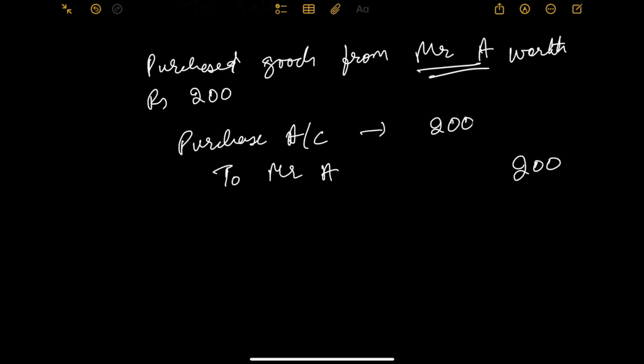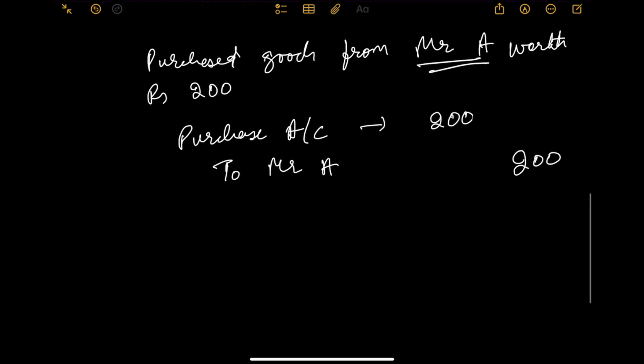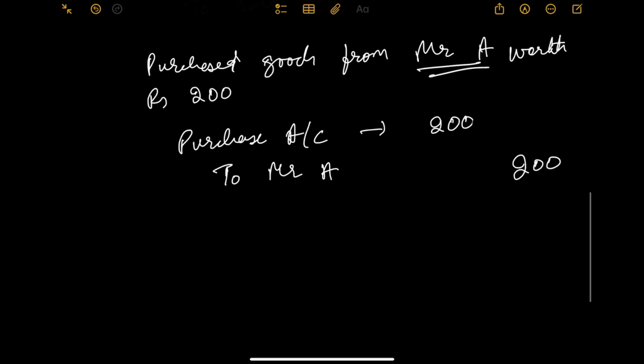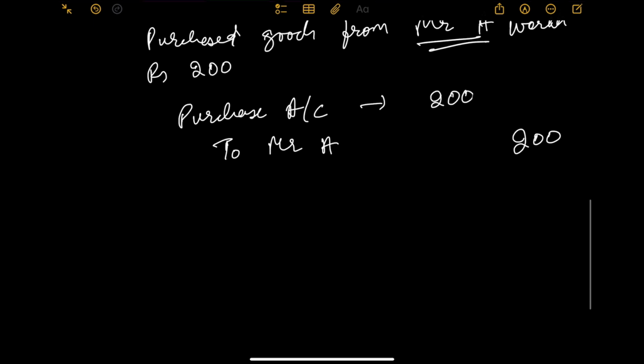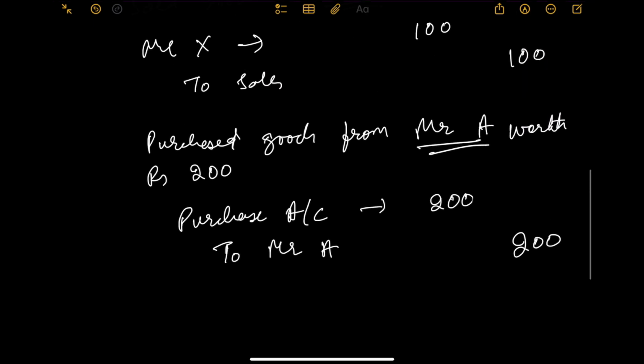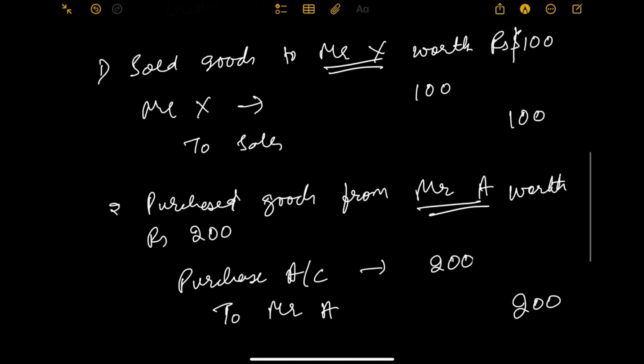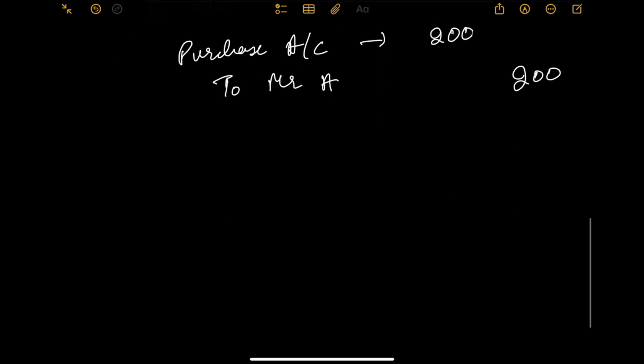I hope it is clear now. We will be dealing with more examples in the coming videos. For now, we will just take these two examples. So next we will move on to real account.